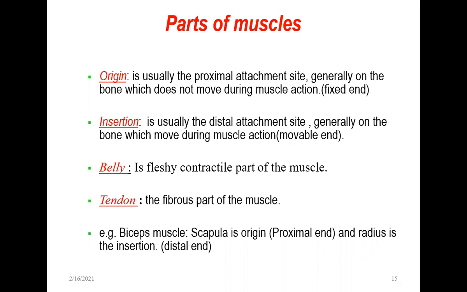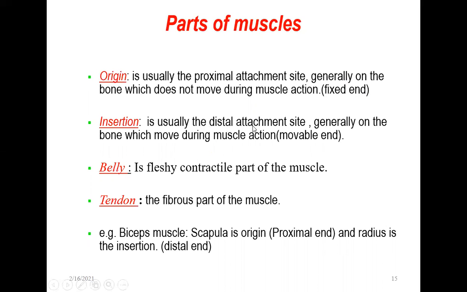What do you mean by origin of the muscle? It is usually the proximal attachment site, generally on the bone, which does not move during the muscle action. So it is the fixed end. The muscle has two ends. One end is always fixed. Even though both ends are attached to bone, on one side it is fixed. The bone is not moving on that side. Whichever part of the bone moves because of the contraction, that end is called the insertion. The part which is fixed is called the origin.